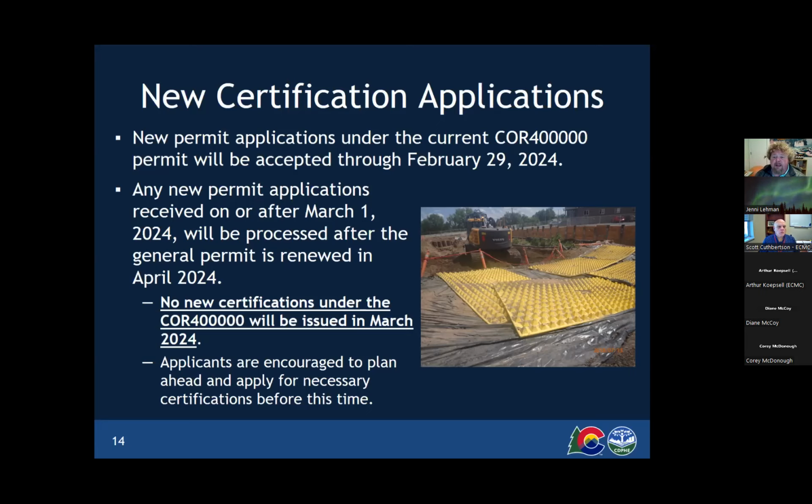This is kind of new information. We haven't really gotten this out too much yet. We did send it in the email that went out just yesterday. But definitely know that we will not be processing applications during the month of March. If you submit an application during the month of March, you'll get a new permit under the new permit starting in April. So that's how those will work.